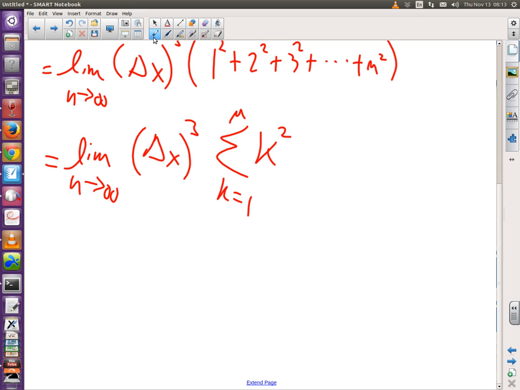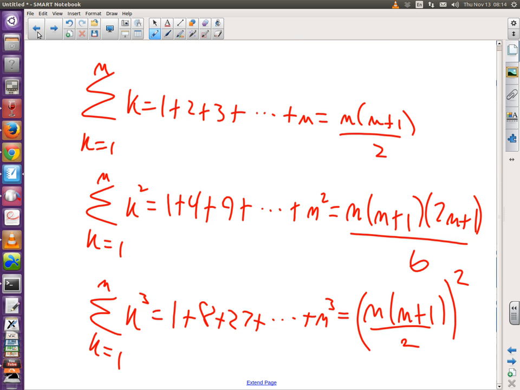Delta x is really what? Well, we want the integral from 0 to 5, 0 for a, 5 for b. So b minus a is 5, and delta x is 5 over n. So I want the limit as n goes to infinity of 5 over n, all cubed, times that thing that we said: n times n plus 1 times 2n plus 1 over 6.